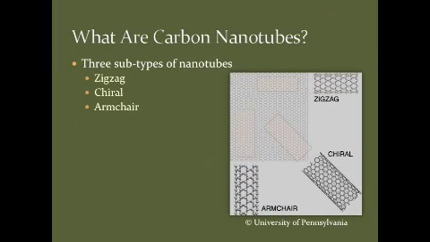Within the two types of carbon nanotubes, there are three subtypes: zigzag, chiral, and armchair. These differ by the way the sheet of carbon is rolled into a cylinder. Zigzag means horizontal, chiral means diagonal, and armchair means vertical. The way the carbons are oriented in these three types grants different properties to the carbon nanotubes.